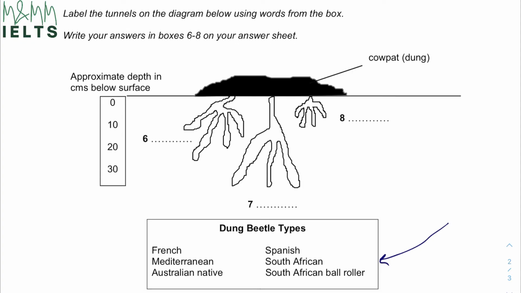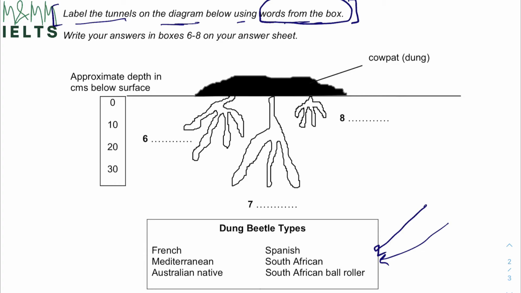Now, like I said, always read out the instructions of the question. It says label the tunnels on the diagram below using words from the box. That means you don't have to worry about finding the words from the paragraphs. They want you to label the diagram using the words from the box.